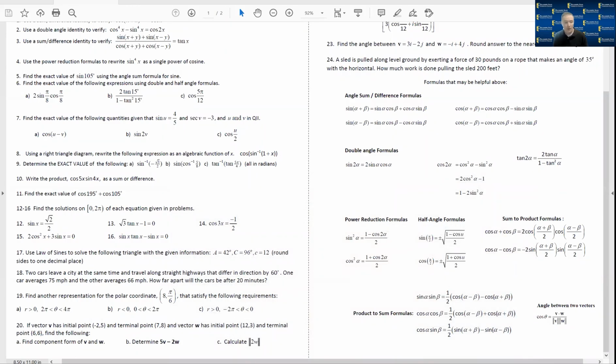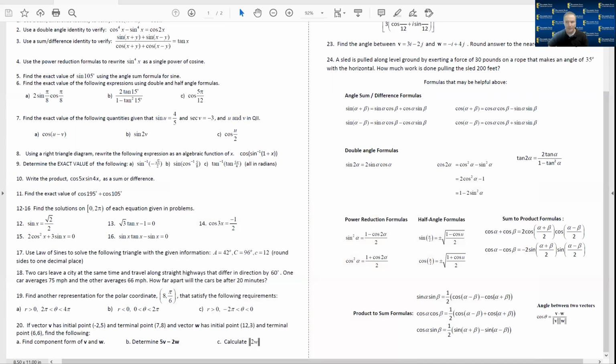Here we get into the polar coordinates. This would be section 6.3. It's asking us to find another representation for the polar coordinate 8, pi over 6 that satisfies the following requirements. The first one, we need r to be positive, and we need our angle to be between 2 pi and 4 pi. So I'm thinking, okay, then that means if r is positive, it still has to be 8. I just need to find the coterminal angle to pi over 6, 1 revolution beyond pi over 6.